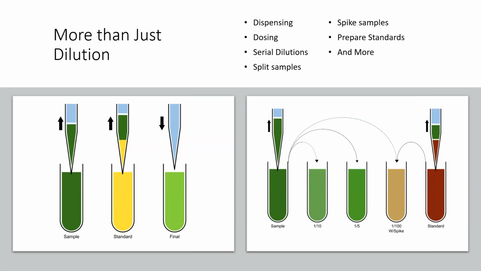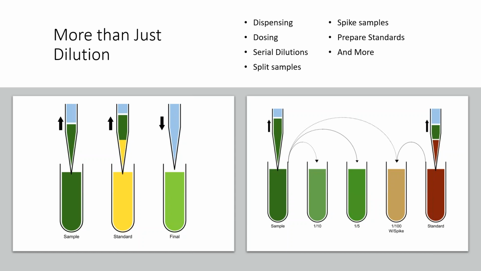We talked a lot about dilution. It does have other options as well. So it does more than just dilution. The system can do dispensing, dosing, it can do serial dilutions, it can split samples, which is kind of seen on the bottom right here. You can actually prepare a sample more than one way. So here we show it preparing a sample as a 1 to 10 dilution for an ICP-MS, a 1 to 5 dilution for maybe an AA, and then a 1 to 100 with a spike, perhaps for an IC or something like that.